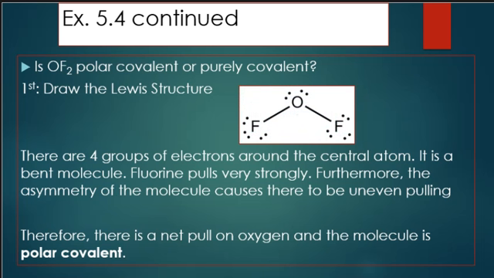Notice what shape it is. Bent. So that's going to give us a hint right here. If something is a shape like a bent, what are our vectors going to be doing? They're going to be kind of not canceling each other out, right? 4 groups of electrons, 1, 2, 3, 4, 2 non-paired, it's a bent molecule. Fluorine pulls very strongly. Furthermore, the asymmetry of the molecule causes there to be uneven pulling. So it's going to be polar. So Lewis structure, shape, polarity.